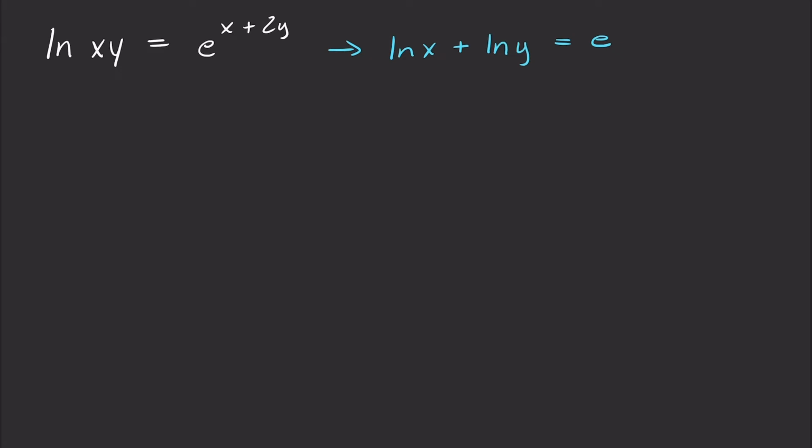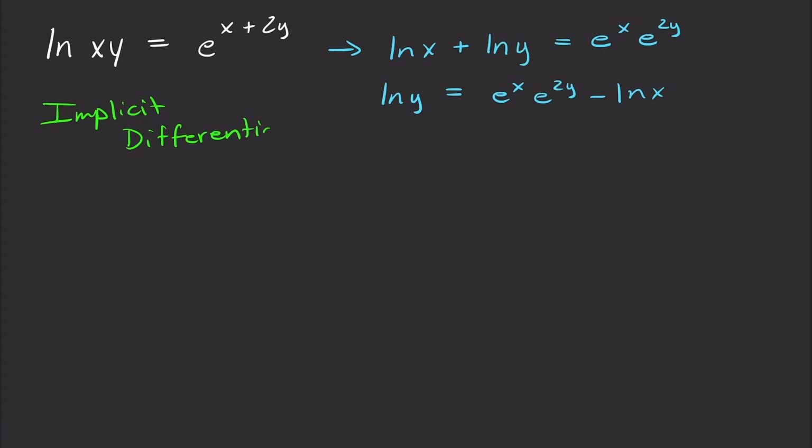And then I can write the right-hand side as e to the x times e to the 2y, since the exponents will just add. And now I can isolate my natural log of y. Since we've already taken the natural log of y, we don't have to take the natural log. We can just start by taking our derivative. And so we're going to do this using implicit differentiation. Again, if you need to go watch the video on that to brush up, you can do that.